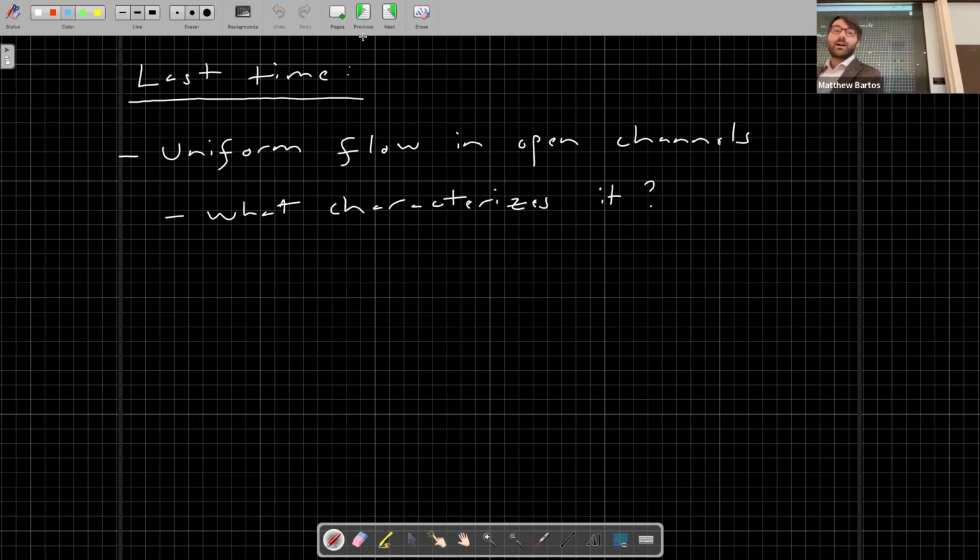Last time we talked about uniform flow in open channels. So we're in our last module of the class focusing on open channel flow. And the first topic that we looked at was uniform flow. This is a very widely used case. You'll encounter it a lot if you do any kind of stormwater design, hydraulics and hydrology design in the civil engineering field.